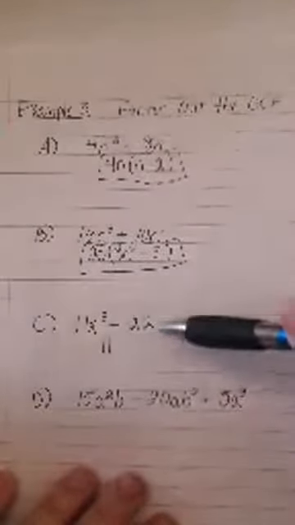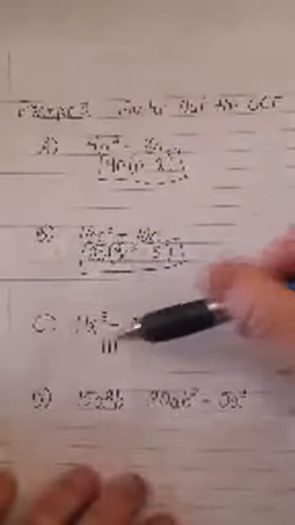11x to the third plus 22. The GCF is 11. And 22 does not have an x, so you can't include x as your GCF because they don't both share an x. Remember, the GCF is the greatest common factor, so they don't have an x in common.